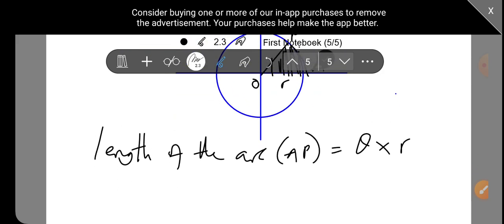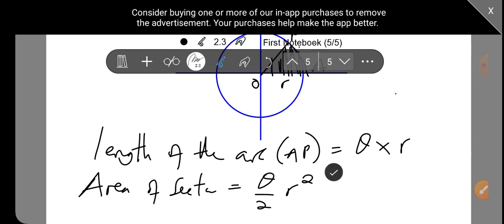So to find the area of a sector, we use a formula whereby area of a sector is equal to theta over 2 r squared. Okay, but you have to know that both in here and in here, when you are trying to find the length of the arc and the area of the sector, you need to make sure that the angle is in radians, not in degrees.